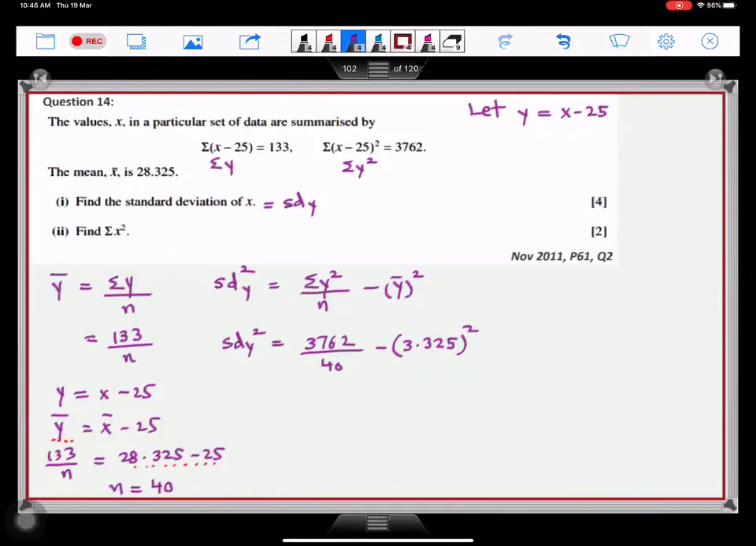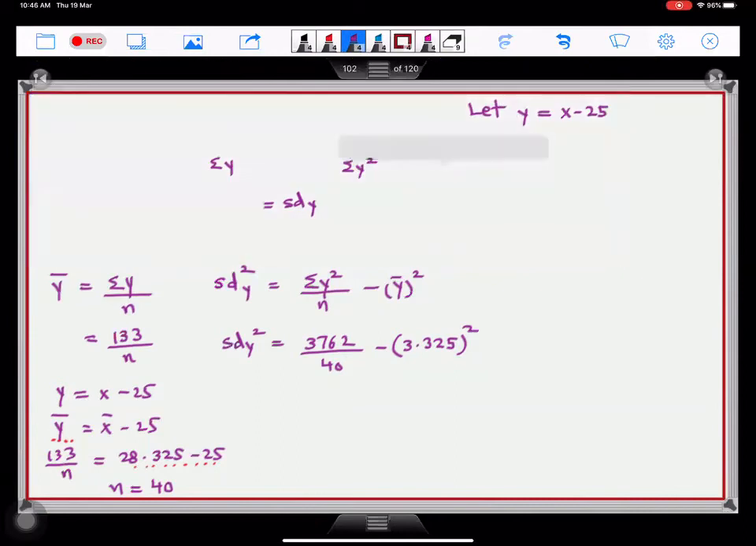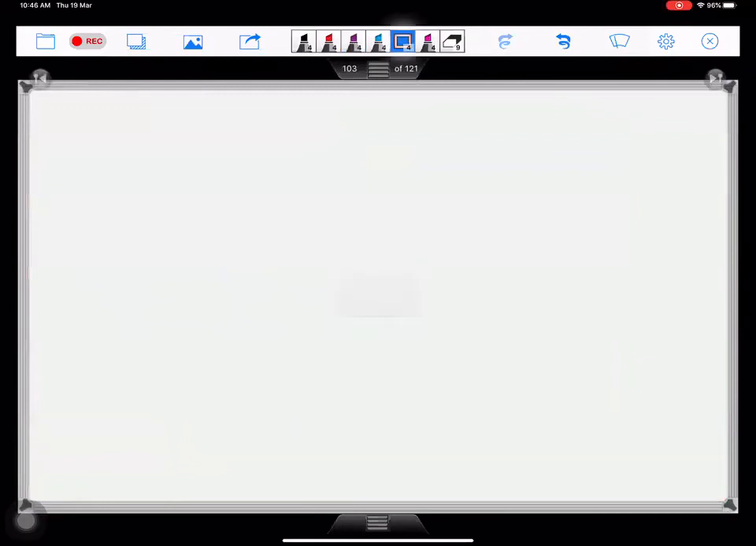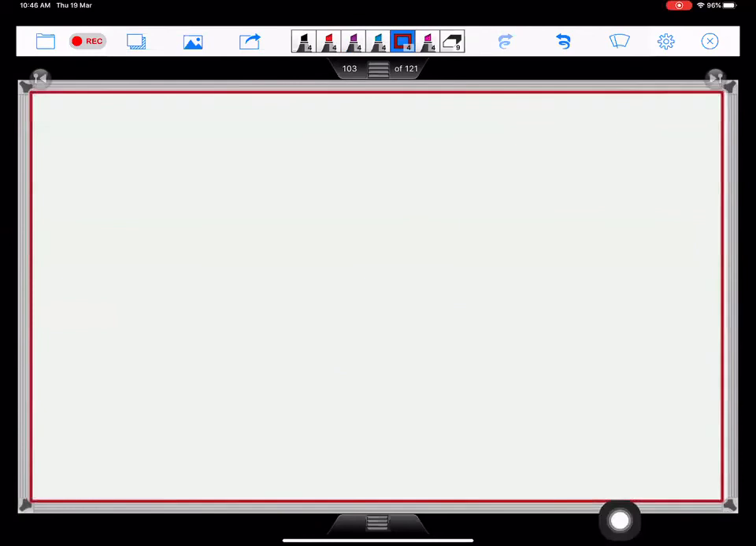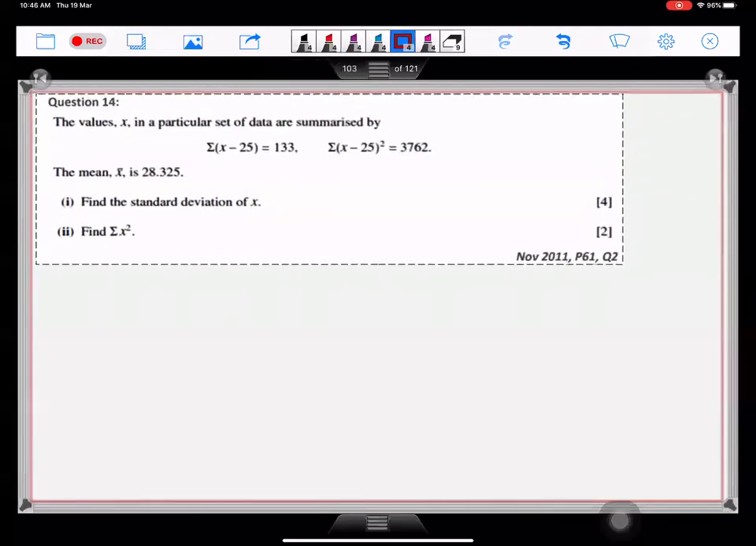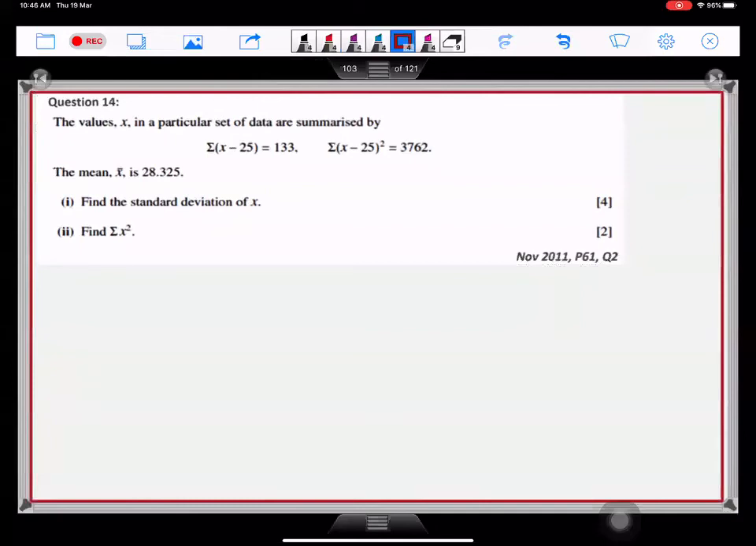Last part is again a simple one, sigma x square. Okay, if I want to calculate sigma x square, let's see what do I have. First of all, I have x bar, which is 28.325. I have n, which is 40. Can I calculate sigma x? Sigma x is 40 into 28.325. So let's use a calculator. 40 multiplied by 28.325. This comes out to be 1133.